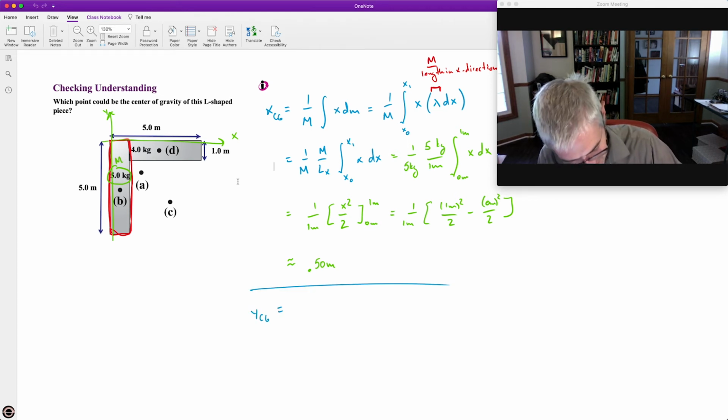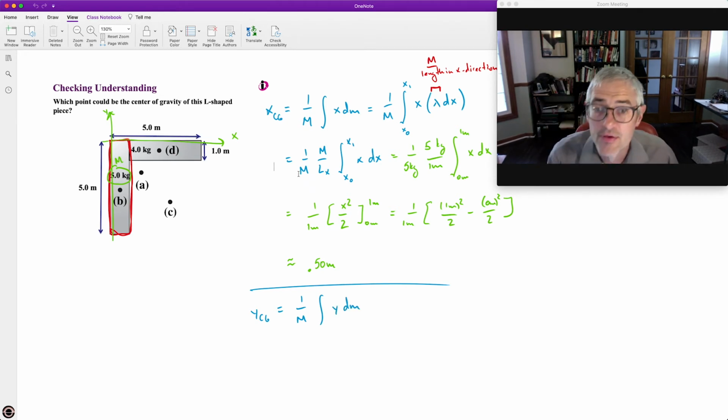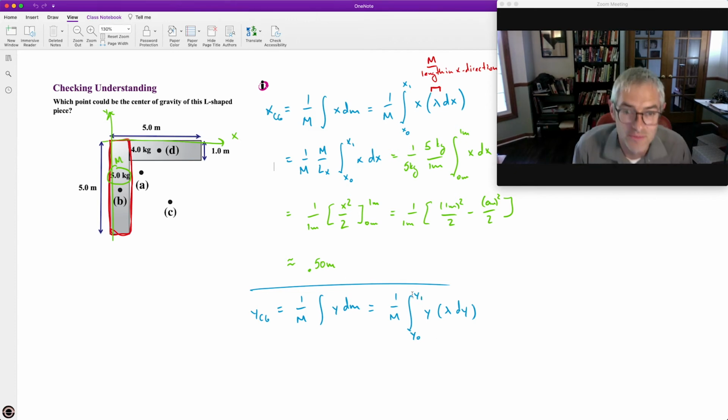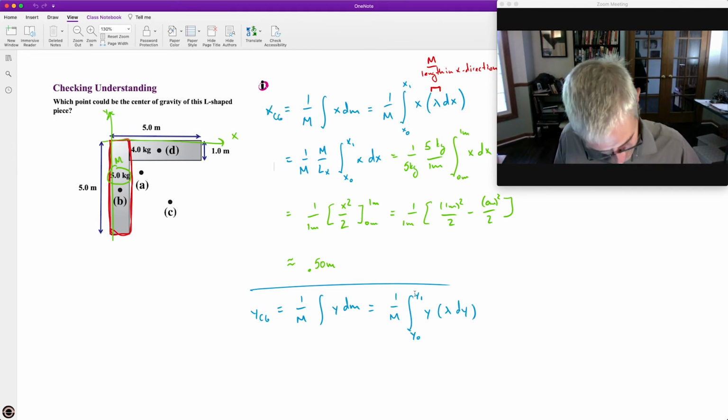The y center of gravity is 1 over the total mass times the integral of y dm. Now we change that: 1 over the total mass and the integral, that becomes y, and my dm becomes lambda dy. I'm going to integrate from y0 to y1, so from my lowest point up to my highest point on the y-axis. And this lambda is the total mass divided by the length in y.